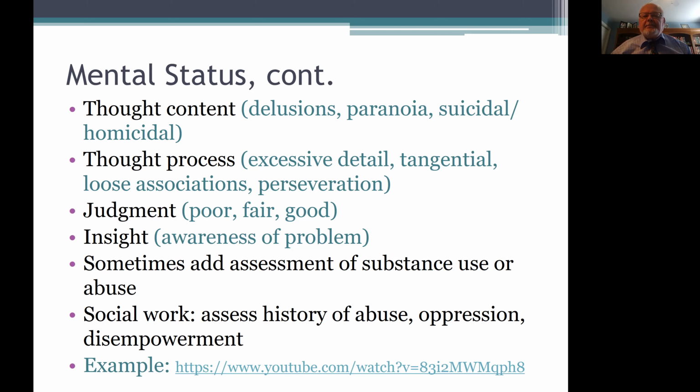When I was using a mental status exam in practice, I often added at this point an assessment of substance use or abuse. And as a social worker, I would be aware of asking questions that may be related to a history of abuse or oppression or disempowerment.